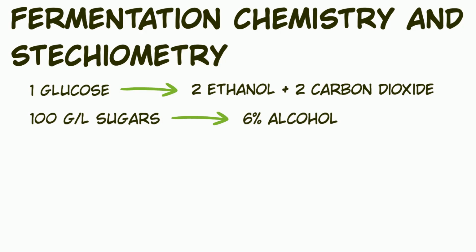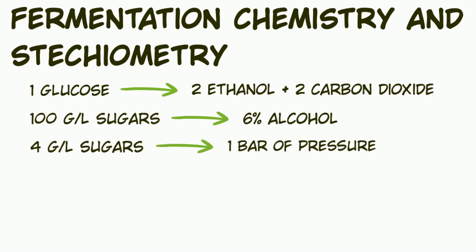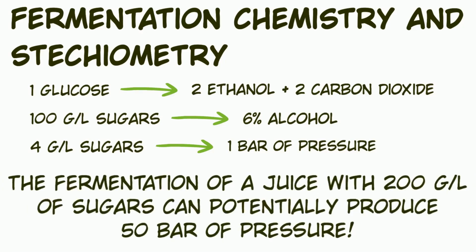Regarding carbon dioxide, it is a gas, and so it tends to occupy large volumes. If we constrain it into a closed container, 4 grams per liter of sugars produce enough carbon dioxide to generate 1 bar of pressure. This means that the fermentation of a juice with 200 grams per liter of sugar, which is a very common amount, can potentially produce 50 bars of pressure.